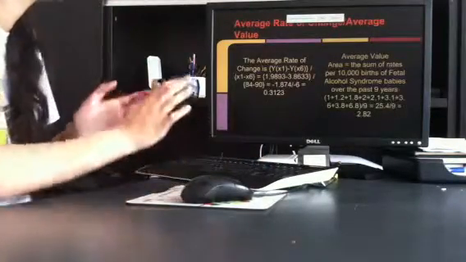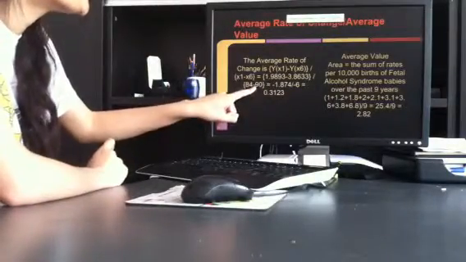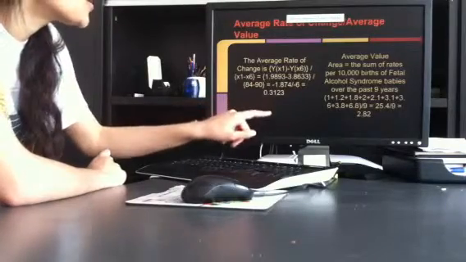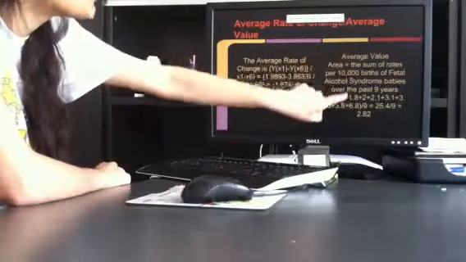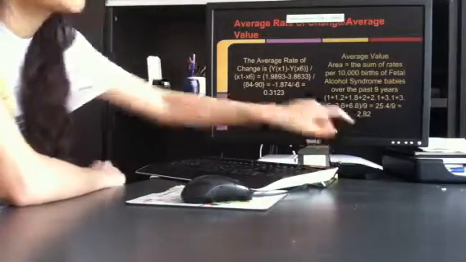My average rate of change and average value. Here I showed my work for average rate of change, which came out to be 0.3123. And here's my average value. I showed the work too, and it came out to be 2.82.